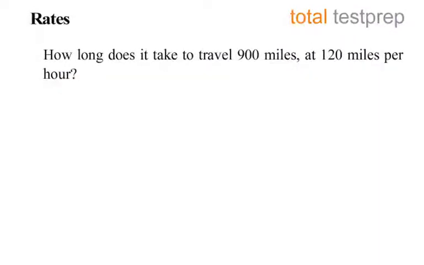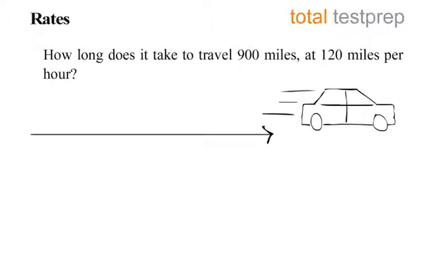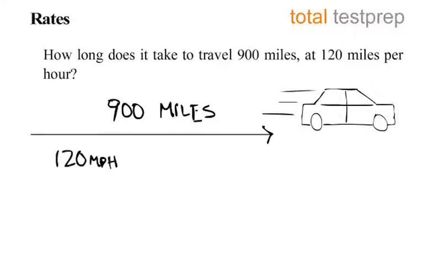Let's try it one more time. So how long does it take to travel 900 miles at 120 miles per hour? So you draw the distance bar, you put the distance up top. You don't need to draw the car if you don't want to. You put the distance up top, you put the rate in this case, which is what we know, on the bottom, and we're being asked to find the time.